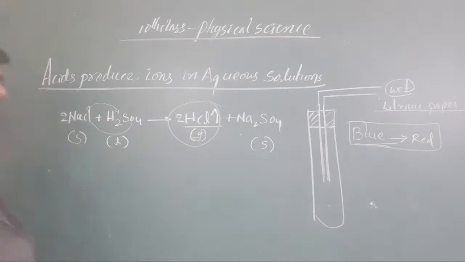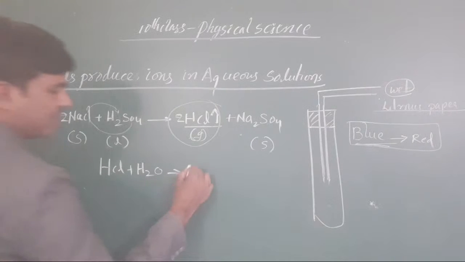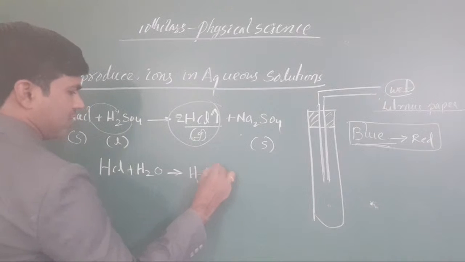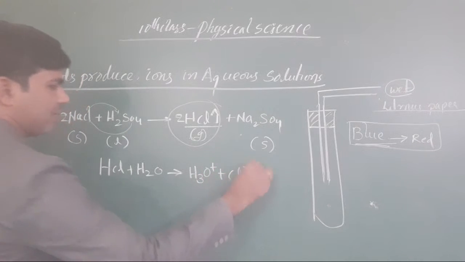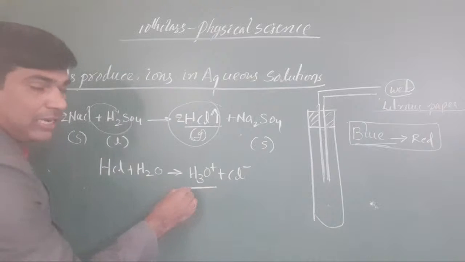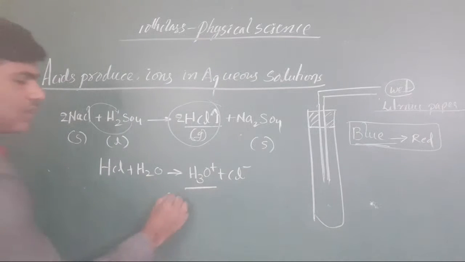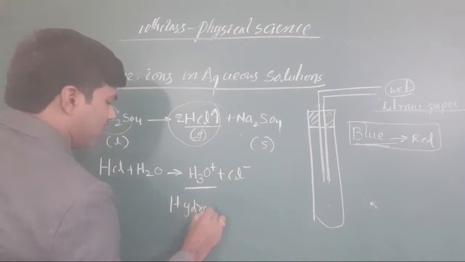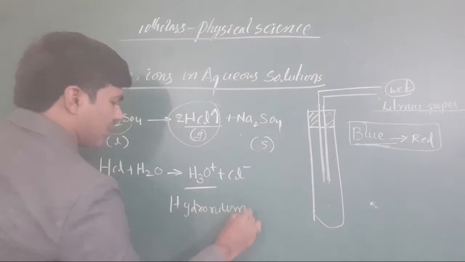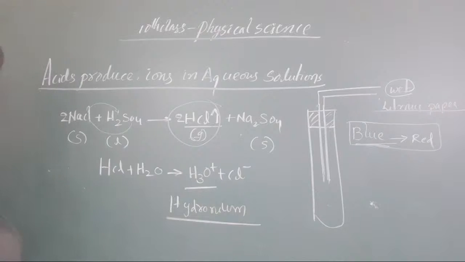How are the ions produced? This equation gives that information. When you take HCl and combine it with water, it automatically converts into ions like this: H3O plus and Cl minus. It is called a hydronium ion, not a hydrogen ion, a hydronium ion.